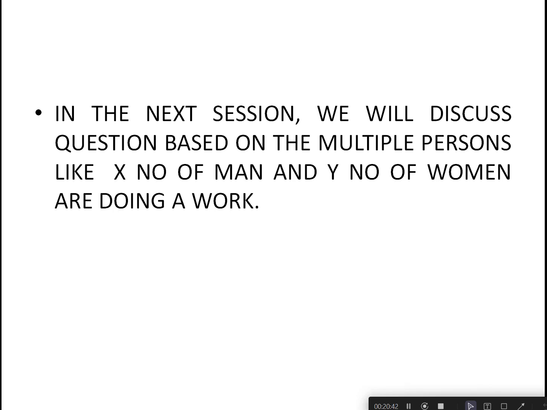In the next session, we will discuss questions based on multiple persons, like X number of men, Y number of women, and Z number of boys working together. In this session, we were discussing only individuals who were working together separately, combinedly. They were joining the work after a few days. They were leaving the work a few days before. Such problems we discussed in this session. In the next session, we will discuss problems where multiple persons, multiple entities are working together.